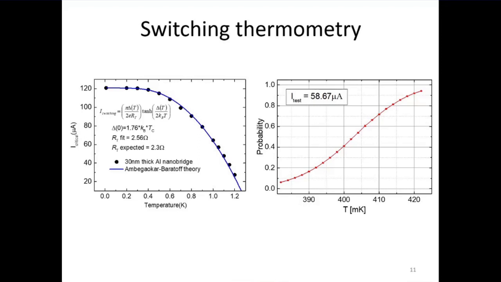Alternatively, you can measure for a constant testing current. You can measure the variation of the probability with temperature. Here we probe the junction all the time with the same testing current amplitude, but depending on temperature, we get different probability. So this too you can consider as a calibration curve. Whenever you measure 0.6 switching probability, you say, okay, the temperature of my system is 408 millikelvin.